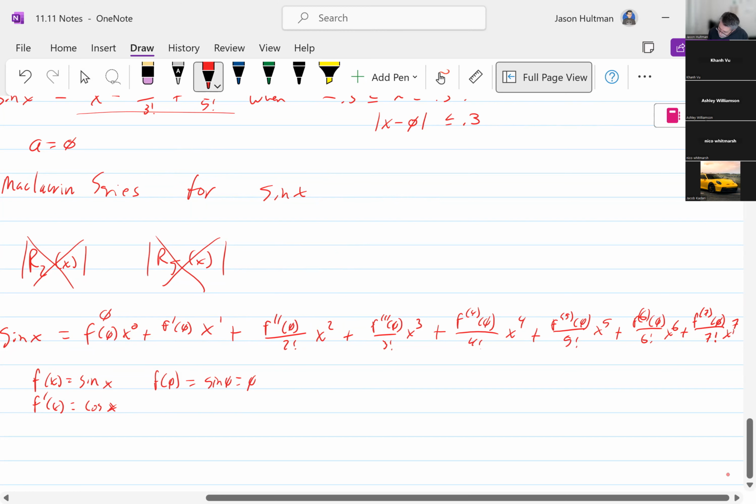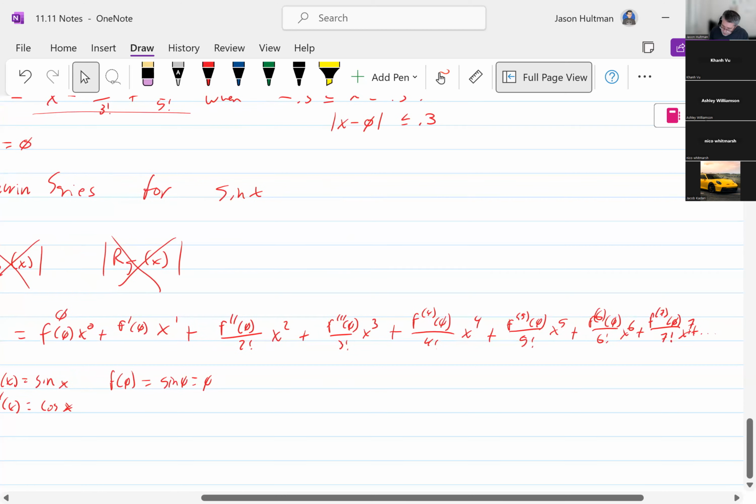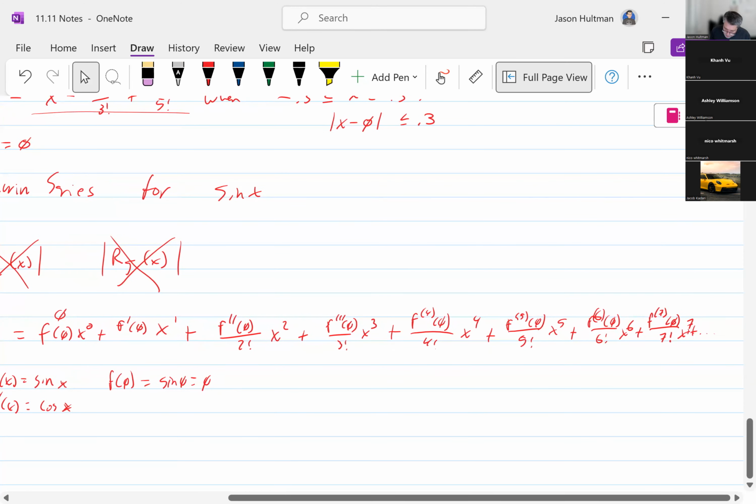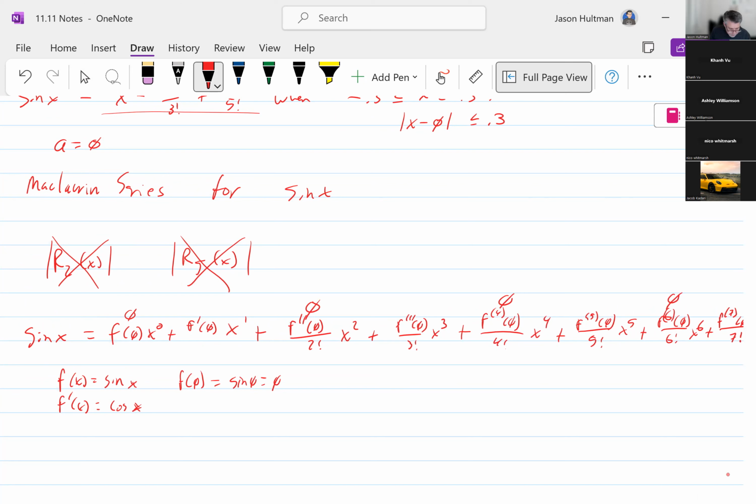Okay, and this is the plus dot dot dot forever. It just goes on forever. Okay, so here's the deal. The deal is that every other one of these goes to 0. That goes to 0, that goes to 0, that goes to 0.